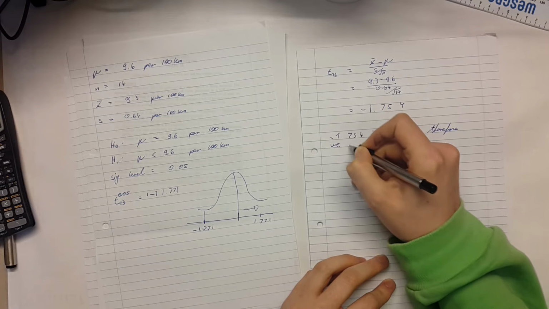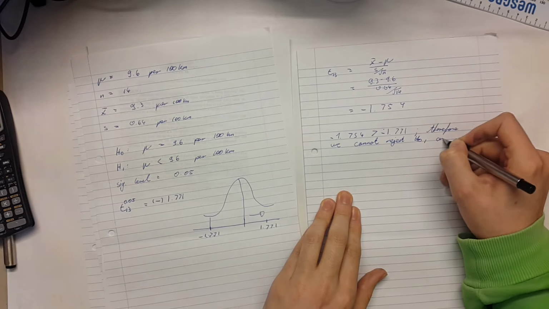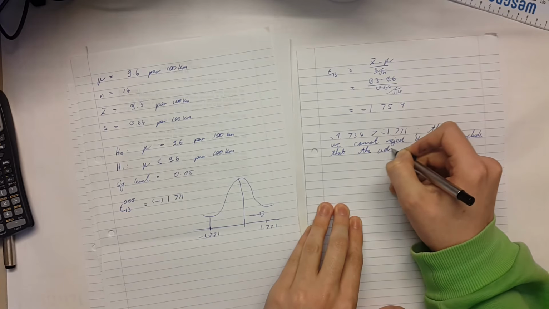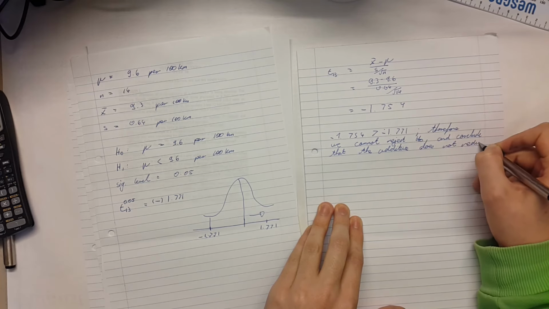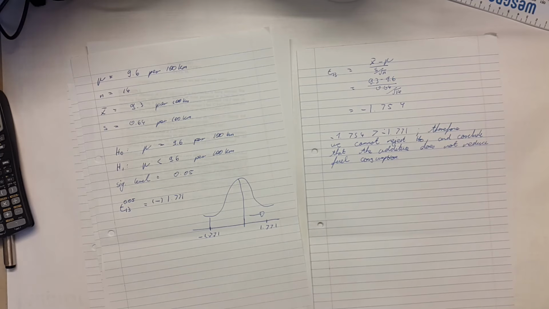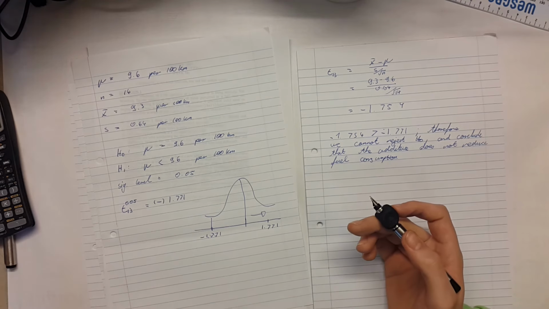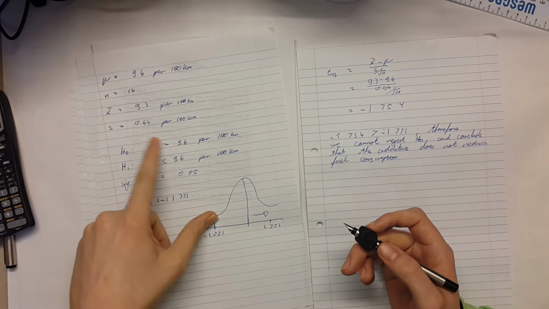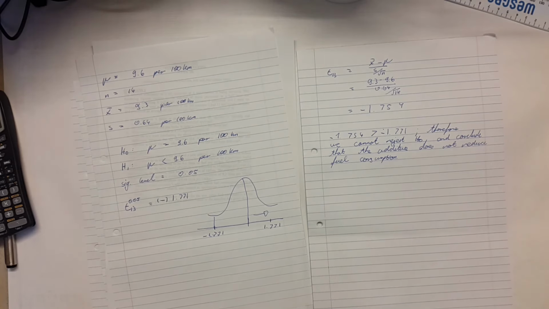Therefore, we cannot reject H0 and conclude that the additive does not reduce fuel consumption. Awesome. So we found that our test statistic, unfortunately, is not less than our rejection value, and so we do not reject H0, and so we let this stay. We assume that mu is still equal to 9.6. We conclude that mu is equal to 9.6.